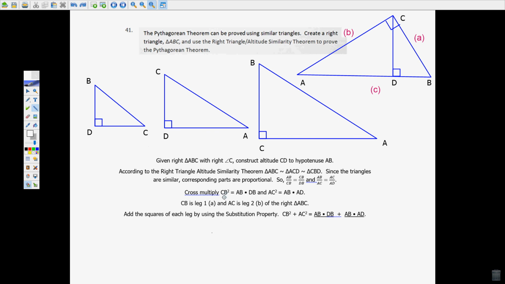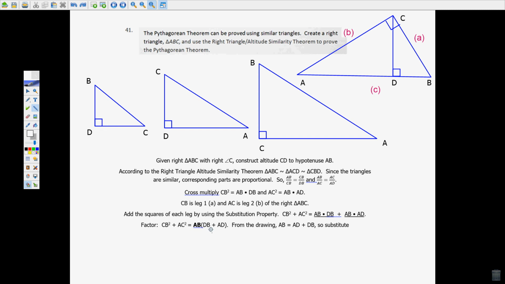Now, if you take the two equations that we have right here and we add CB squared plus AC squared, put that over here on the left side, that's going to be equal to what they're equal to added together, AB times DB plus AB times AD. Now, if you notice over here, these both have an AB in common. So go back to algebra and remember, if two things that are multiplied together have the same factor, you can factor that out. So you take out AB, and what you're left with inside the parentheses is DB plus AD.